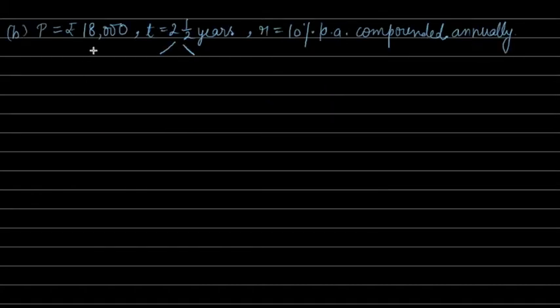So in part B, again the principal is given as 18,000 rupees, and you have to calculate it for 2.5 years, where the rate is given as 10% per annum, and you have to compound it annually. When the interest is compounded annually, this is very important. Please underline it, whether you have to calculate it annually, quarterly, or half yearly. Accordingly we'll make changes in time and rate. Now whenever it is annually, no need to make any change.